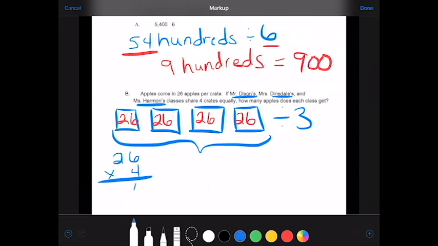4 times 6 is 24. I need to do my plus 2 there. 4 times 2 is 8. Plus 2 is 104. So now I have 104 apples, and I need to divide by 3.